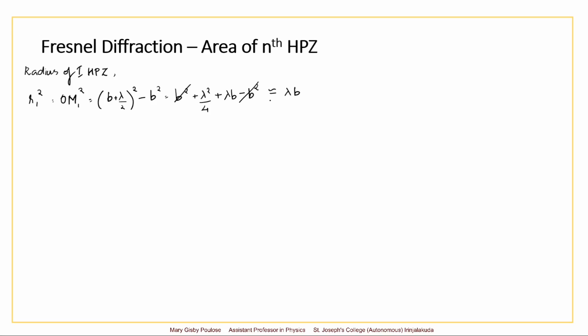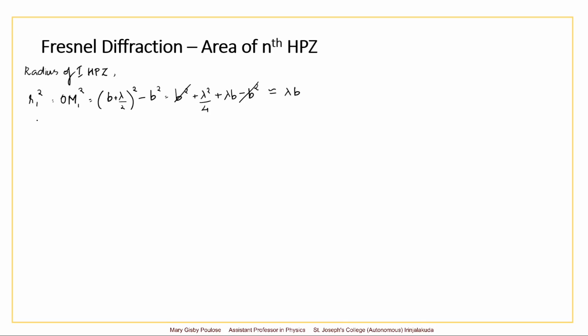Here I am writing approximately equal to because I have taken the assumption that this term lambda square by 4 will be very small. Lambda is in the range of nanometers, 10 raised to minus 9. Hence the square will be 10 raised to minus 18. Hence this term can be neglected.